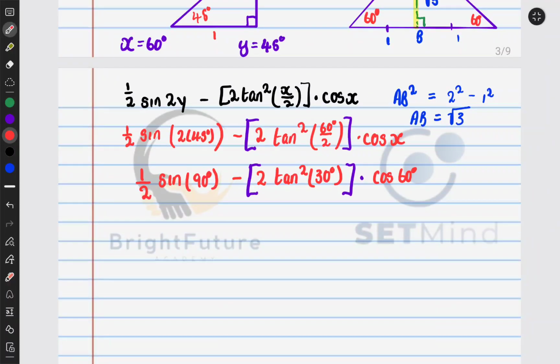There are three special angles that we deal with in grade 10. That is 30, 45, and 60. But also 90 and 0, they are special angles, just like sine of 90. Sine of 90 will always be equal to 1. And then cos of 90 becomes 0. So for sine 90, it's just equal to 1. That's a special angle. So here we're going to have 1 over 2 sine 90, which is 1 minus 2 into tan squared 30.